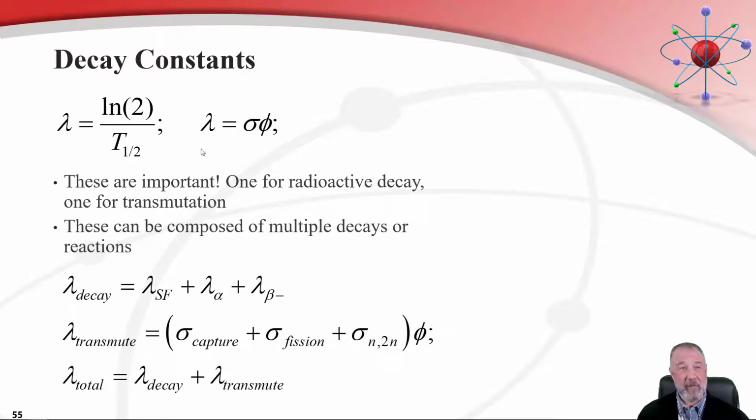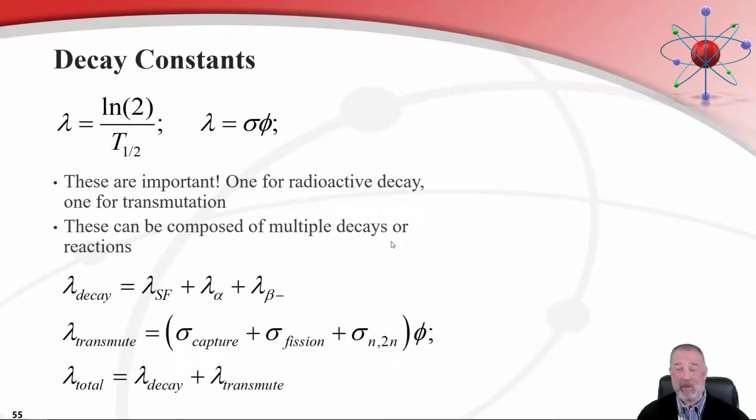Now we have another lambda here, which is the production constant, and it has a little bit of a different input. To know how much of a thing we're producing at any one time, we have to know what the probability is that the reaction is going to happen, which is our cross-section, little sigma here. And we have to know how many things that could cause that reaction are available. That's our neutron population or flux, represented here by phi. So again, these are pretty important. The one on the left-hand side is the radioactive decay constant, and the one on the right-hand side is the production constant.